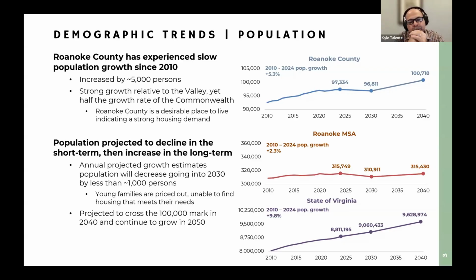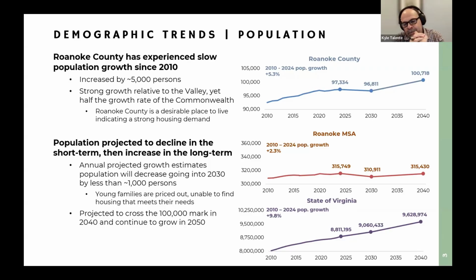So what you're looking at here is population changes for Roanoke County, but we also looked at it for the MSA, which is Botetourt, Craig, Franklin, Roanoke counties, as well as Roanoke City and Salem City. And then we also looked at a comparison against the Commonwealth. Really, the takeaway here is that Roanoke County has been a very attractive and popular place for people to live. You can see prior to 2024, the population of the county actually has grown faster than it has for the region as a whole.